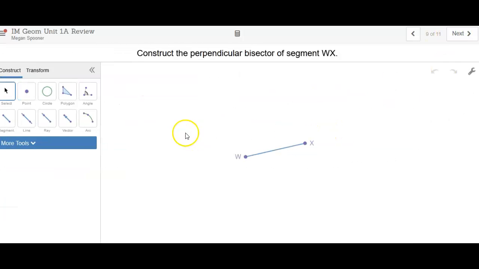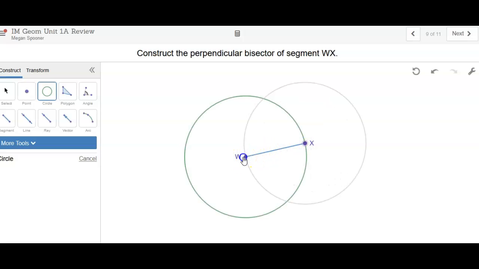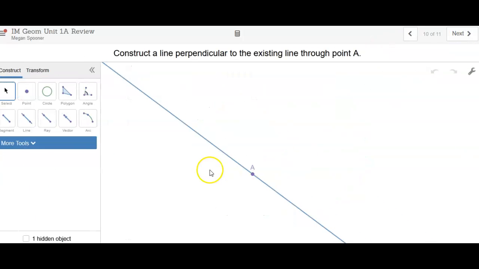Okay, construct the perpendicular bisector. That is just finding the intersection point halfway between W and X. So if we just draw a circle that has the same radius from both sides, there's our perpendicular bisector. On this one, we want to construct a line perpendicular to the existing line through point A. So remember, this is our eyeball construction. We want to center our circle, our first circle, at A because that's where we want our line to go through. And this one's the eyeball construction.